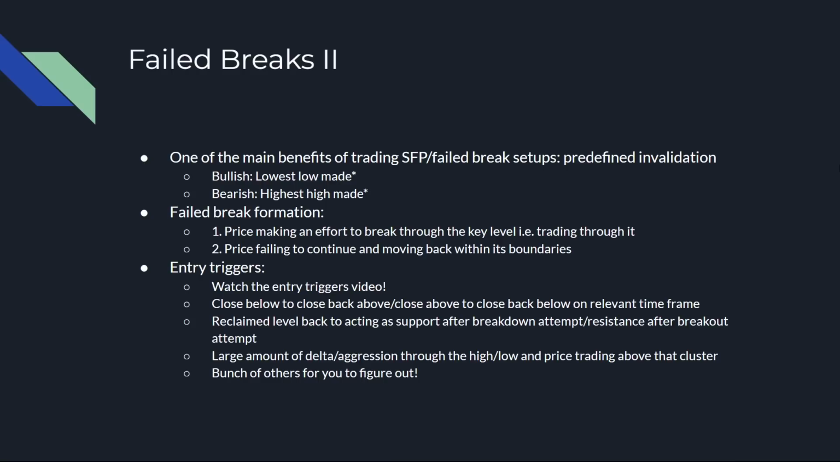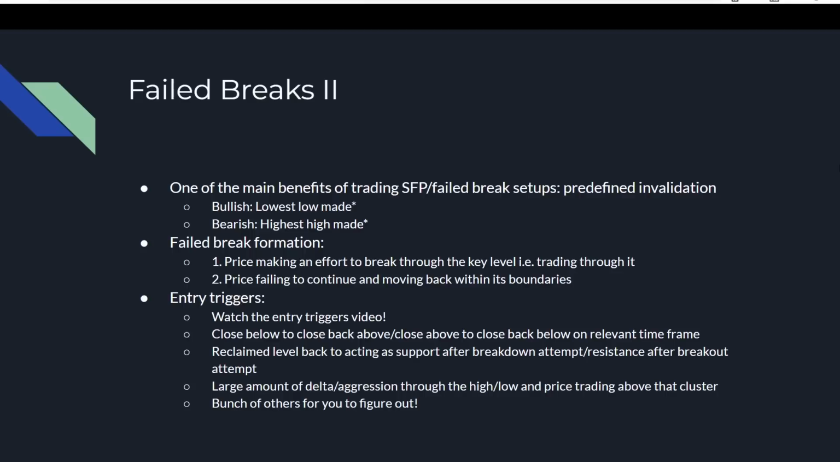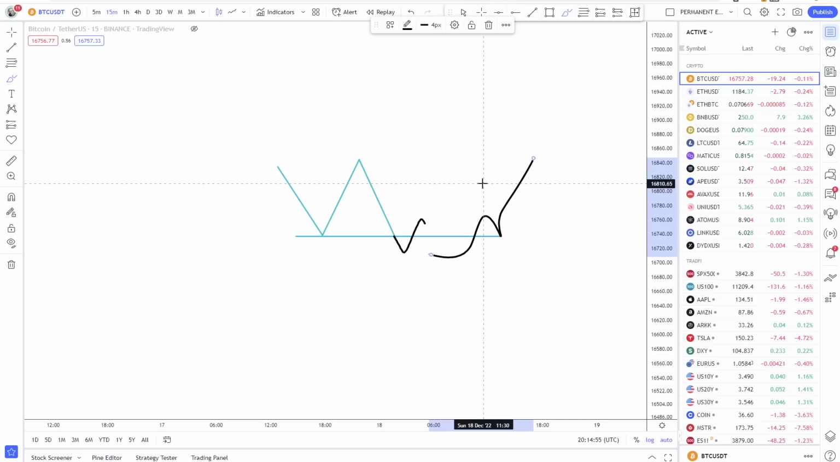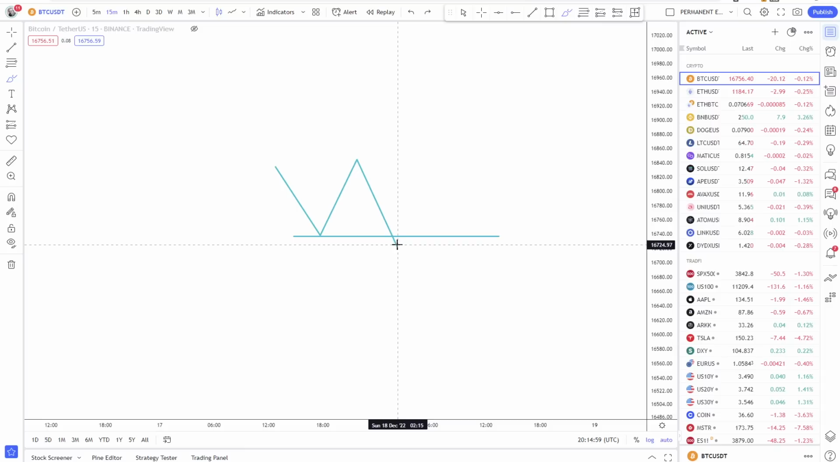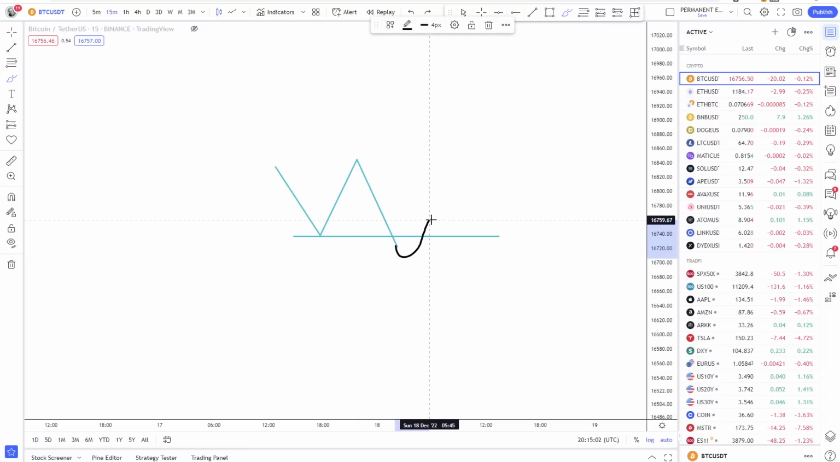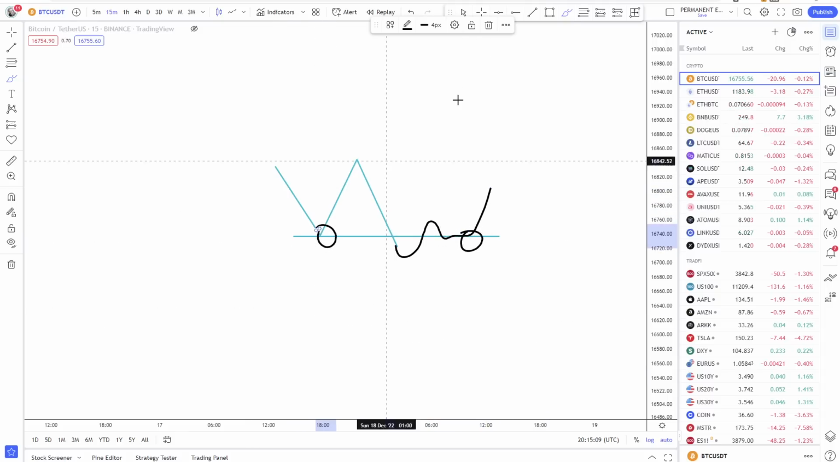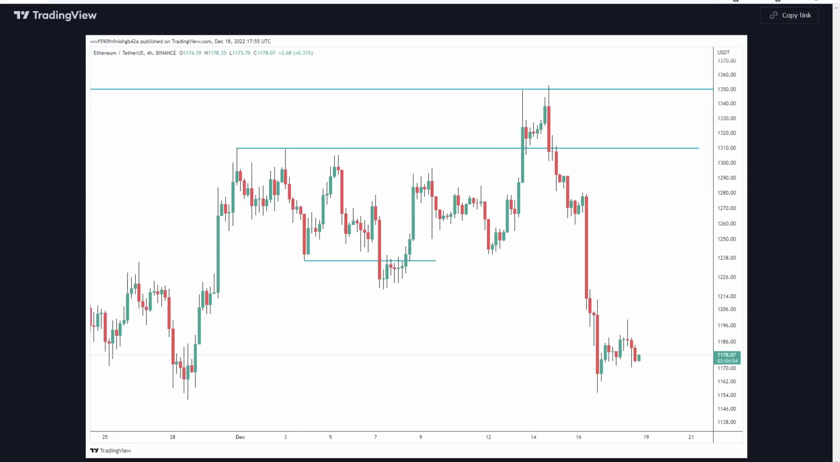That's definitely worth investigating. Another one, which is again related to the first one, but reclaimed level back to acting as support after a breakdown attempt, or resistance, returns to acting as resistance after the breakout attempt. So basically the level restoring its original purpose. So just like in our squiggly example here, if this was our support, evidence of a failed breakdown or entry trigger will be once the market gets back above, it starts finding support at that same original level where it formed the low initially. So that can definitely be a useful signal.